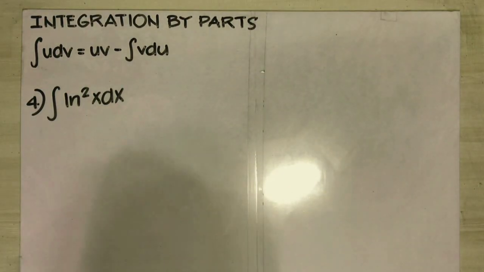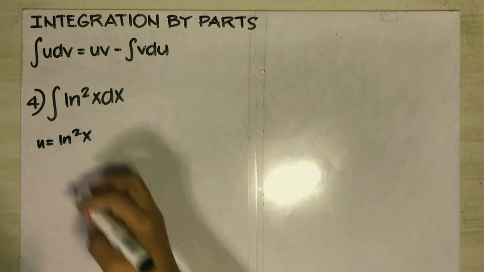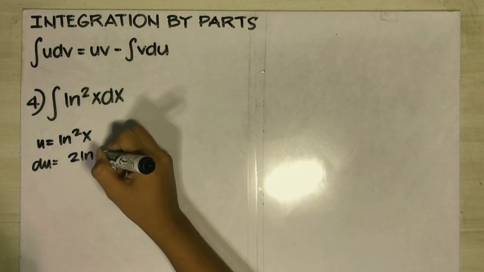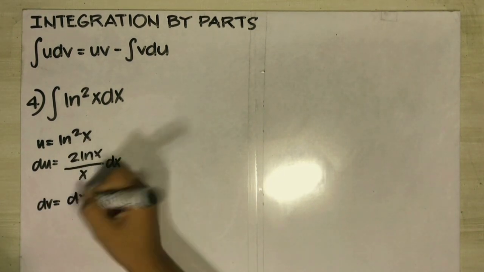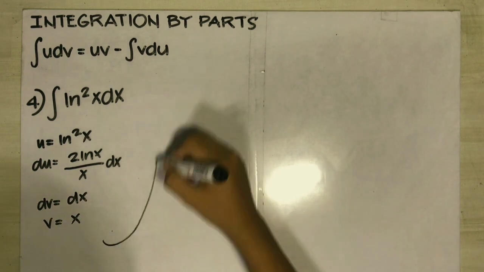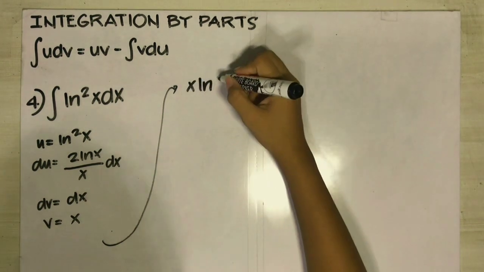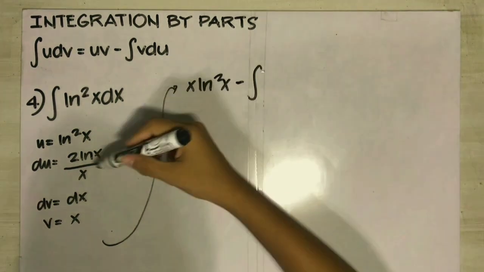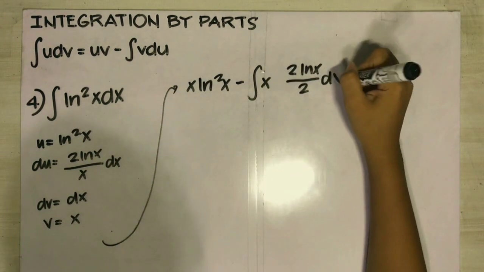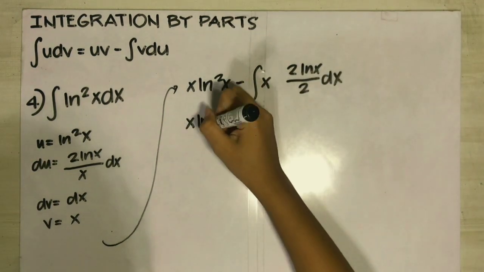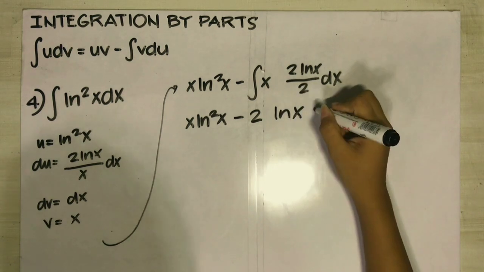For our fourth example, the integral of ln squared x dx. So let's get the values. u is equal to ln squared x, du is equal to 2 ln x over x dx, dv is equal to dx, and v is equal to x. And then, let's apply this to the formula. So x ln squared x minus the integral of x times 2 ln x over x dx. And then, x ln squared x minus 2 times the integral of ln x dx.